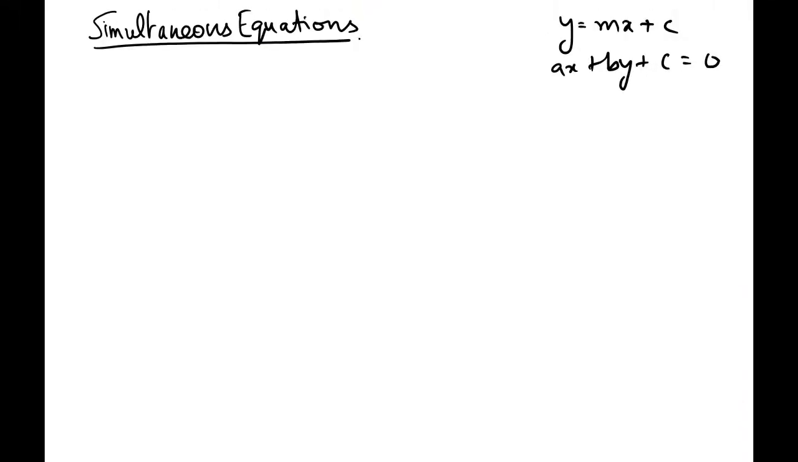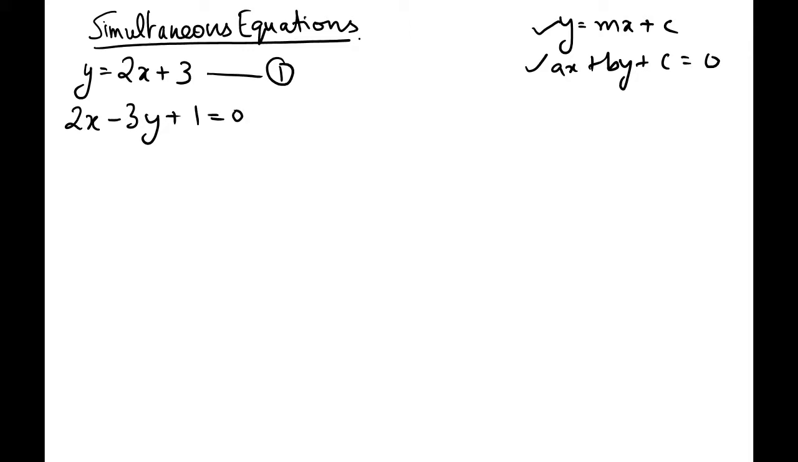Now we are going to see how to solve simultaneous equations if one is in this form and the other one is in this form. So let's take an example, y equal to 2x plus 3. The first equation is in the form of mx plus c, and the second equation is in the form of ax plus by plus c is equal to 0. So this is the second equation.